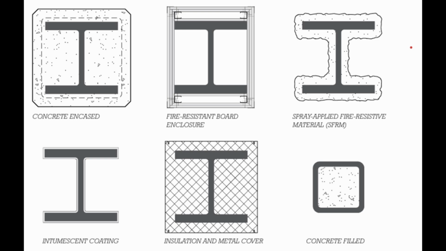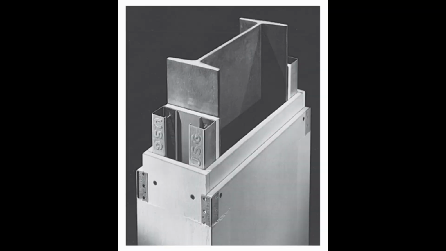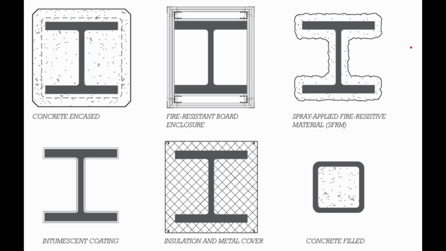Plaster fireproofing has largely been replaced by beam and column enclosures made of boards or slabs of gypsum or other fire-resisting materials. These are fastened mechanically around the steel shape, and in the case of gypsum board fireproofing, they can also serve as a finishing surface on the interior of a building. Here are a few examples of how these work. We have the concrete encased. We also have the concrete filled, and the one I was just talking about is the fire-resistant board enclosure.